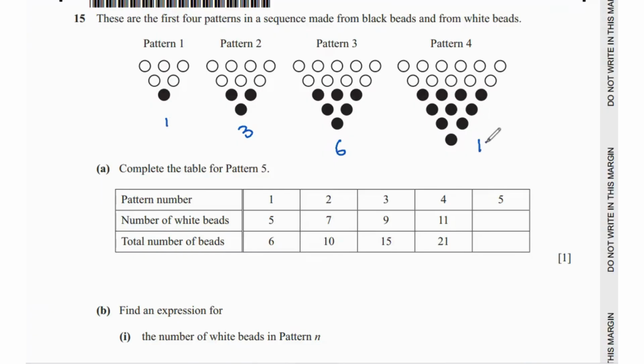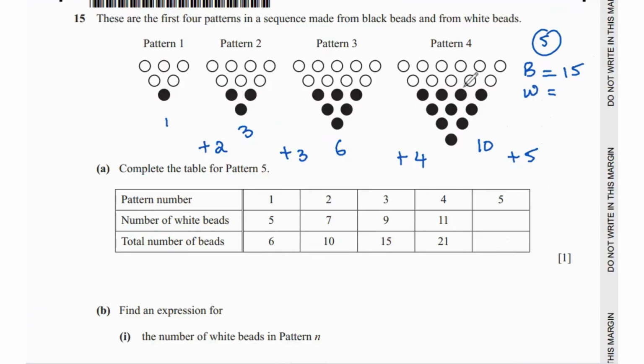So we're adding 2, then we're adding 3, then we're adding 4. We're adding consecutive numbers. So next would be adding 5. So black beads are going to be 15. So for pattern 5, black are 15.